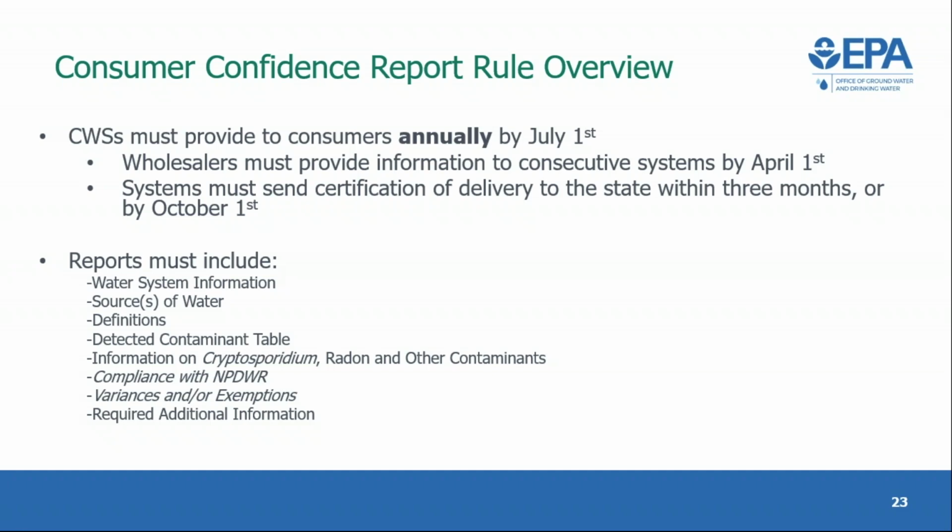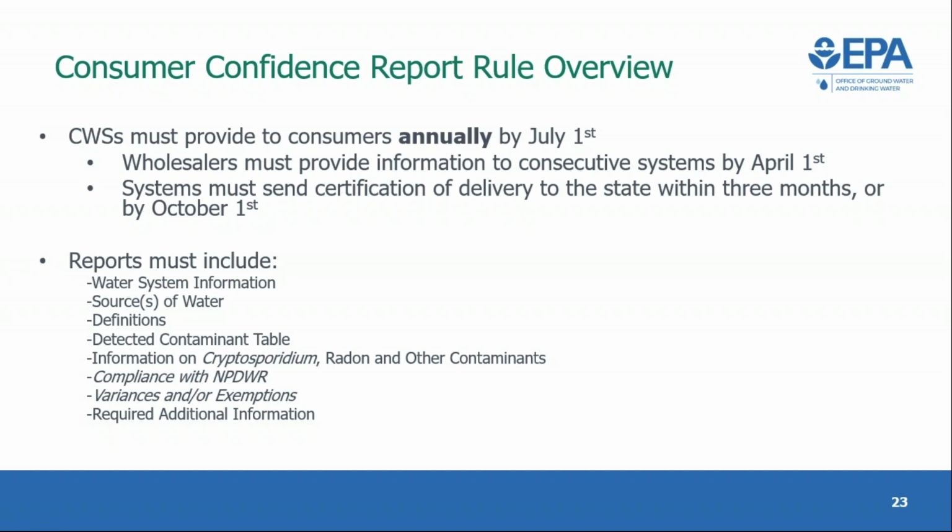So with that, I'll give you an overview of CCRs to make sure we're all on the same page. CCRs are due annually by July 1st. Wholesalers must provide information to their consecutive systems by April 1st or a mutually agreed upon date. And the systems must then send their certification of delivery to the state within 30 days or by October 1st.